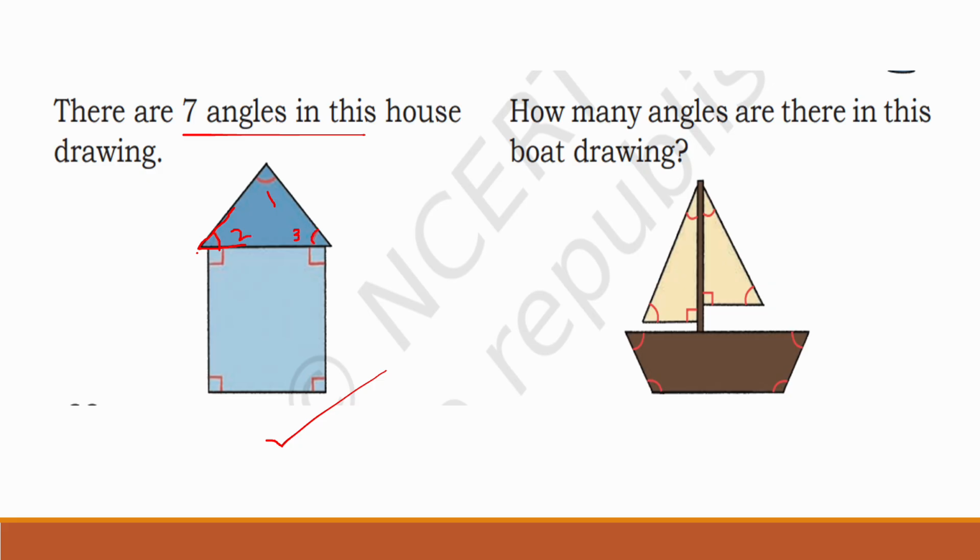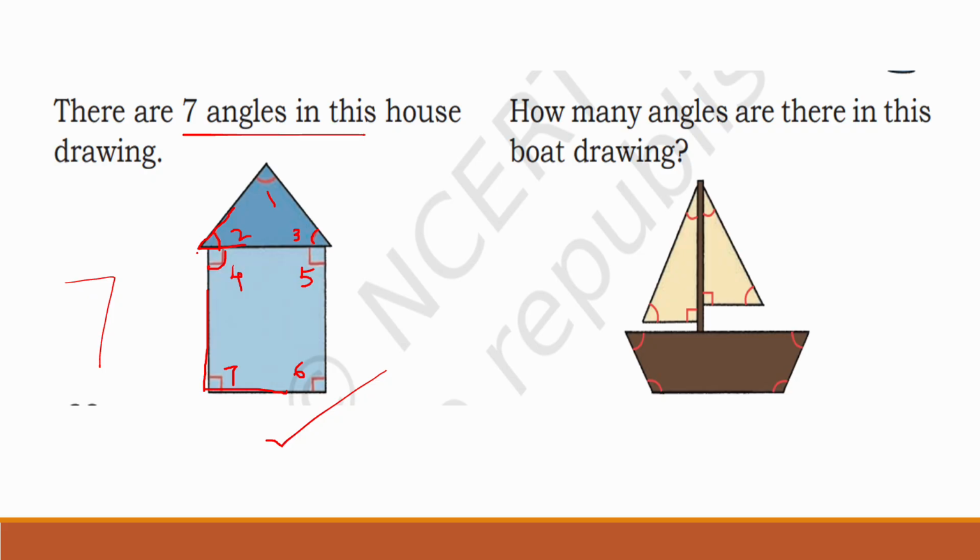This is 2. Then here you can see another angle, 3. Then next angle you can see here, 4, angle 4. Then here it is angle 5. Then here it is angle 6. Then here it is angle 7. So when two lines meet at a point, an angle is created. So in this drawing there are 7 angles.